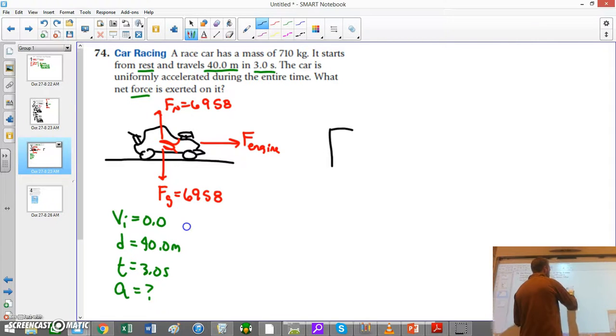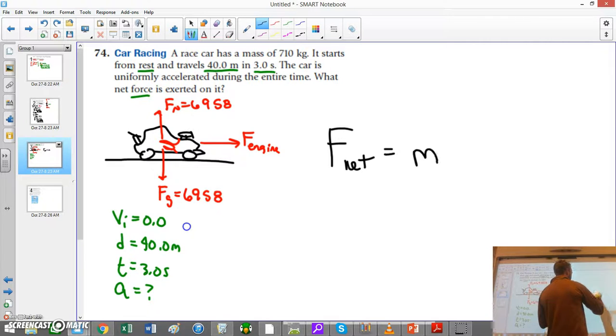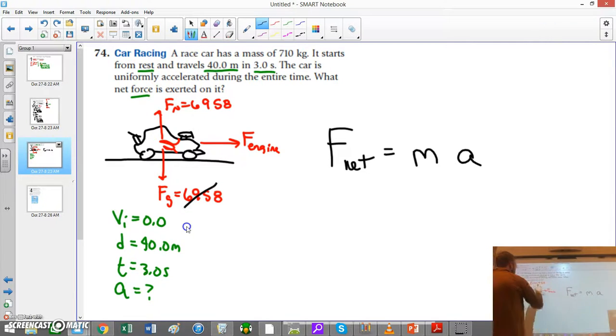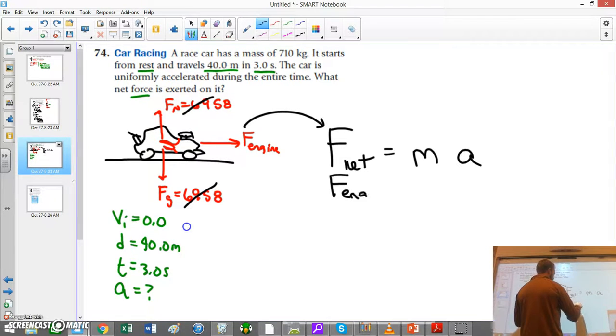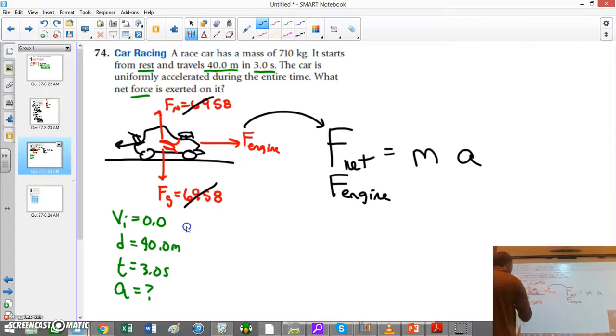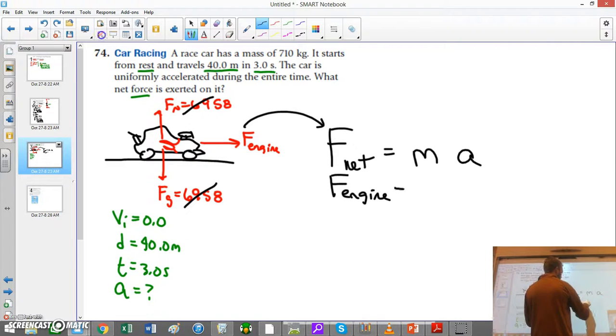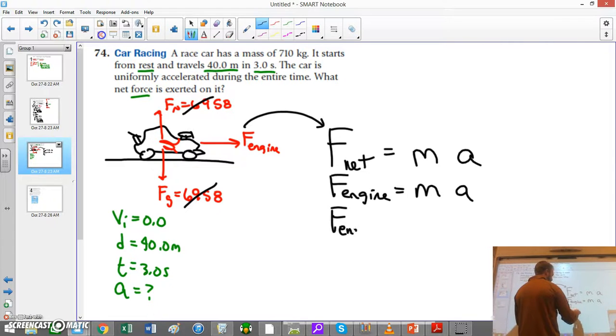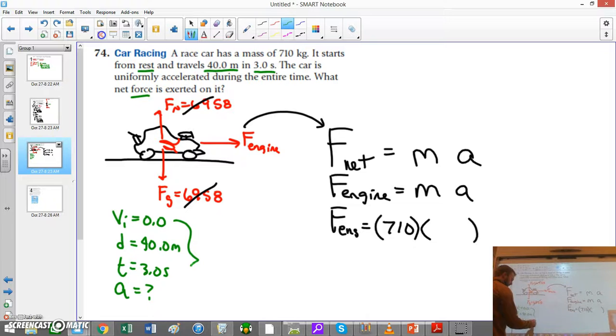So my net force is going to be my mass times my acceleration. These two forces cancel each other out, so my net force is actually the force of the engine. We're going to ignore any backwards forces by friction because they don't make any mention of friction or drag, so you're just going to ignore that one. Even though there is a force back there that would subtract from the engine, don't worry about it right now. My engine force is unknown. My mass is 710. And my acceleration I'm going to pull from all these things.